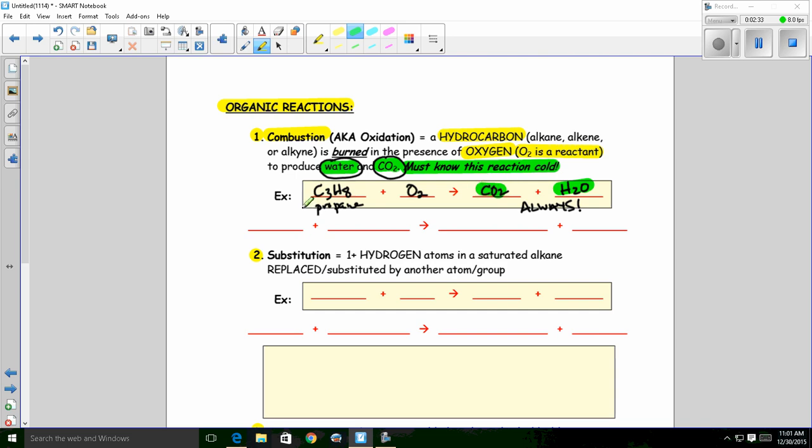All right, another example, or a generic example. If you were given an alkane or just a hydrocarbon, here's your generic formula, and oxygen gas, what's produced, like we said, is going to be the CO2 and the water. That's pretty straightforward, pretty simple as far as organic reactions go, dealing with a combustion reaction.